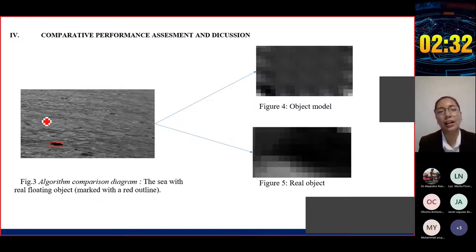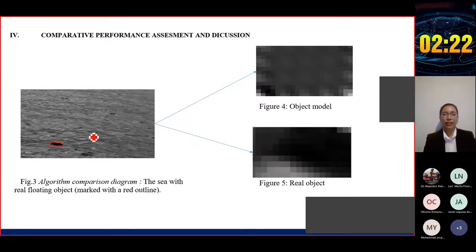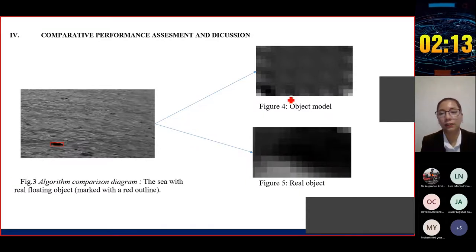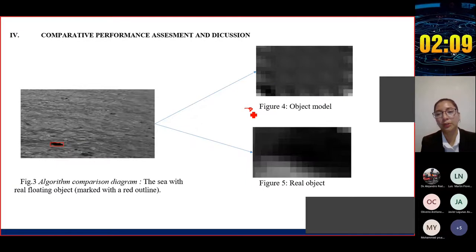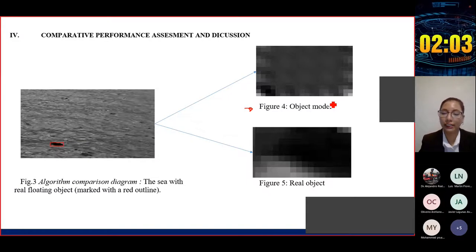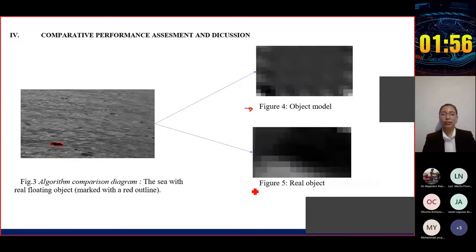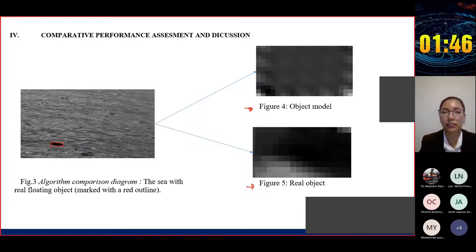Well, we have an image. We can see the object in this red square, and we have that Z is equal to the object. And we have two correlations from two points. The first point is in figure 4 with the object model, the object that we suppose from Z considering these parameters or these studies. Later, we compare with the real object and we can see a near match, a near similarity.